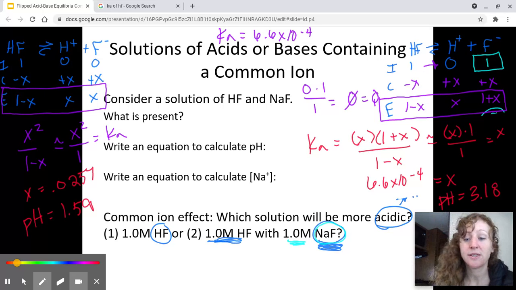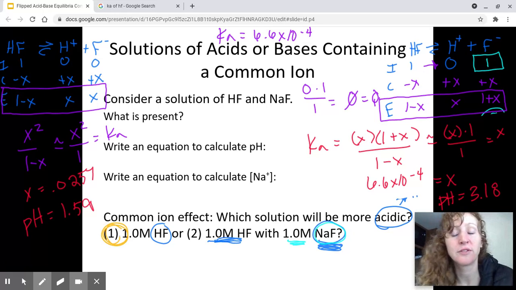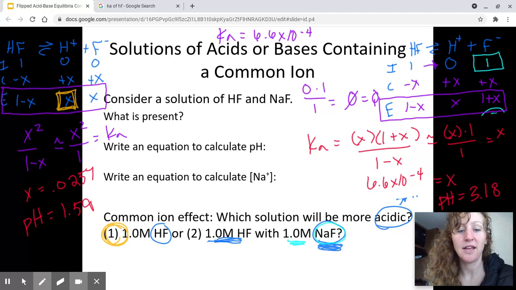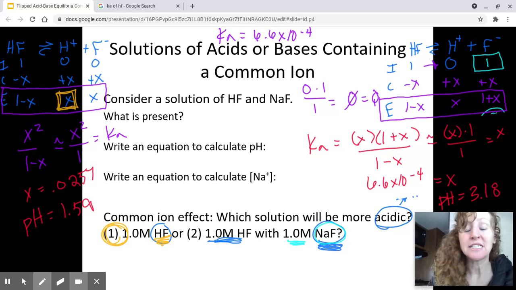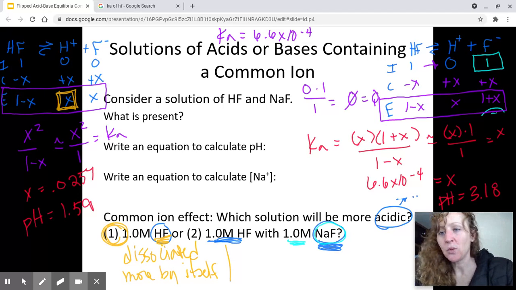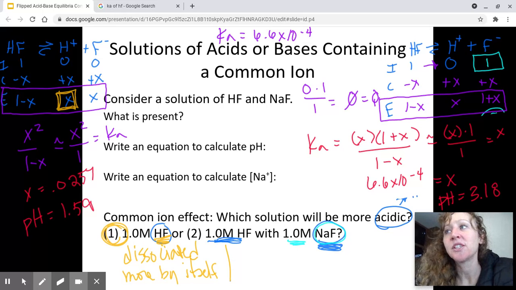So which one's going to be more acidic? HF by itself. HF by itself is going to be more acidic, which means that the hydrogen concentration is larger for HF by itself. Hydrofluoric acid, my initial thing that I started with, dissociated more when it was by itself. Okay, why did that happen? Well, let's look over here. Remember Le Chatelier's principle? If you have a stressor present, your equilibrium is going to shift away from that stressor.